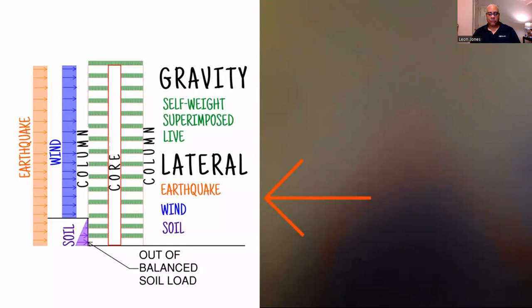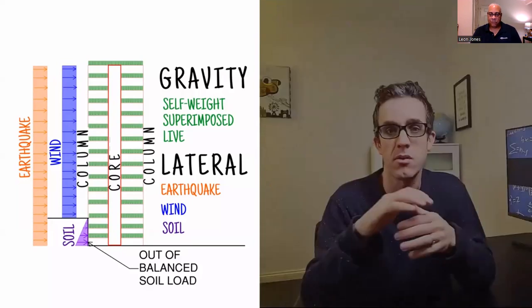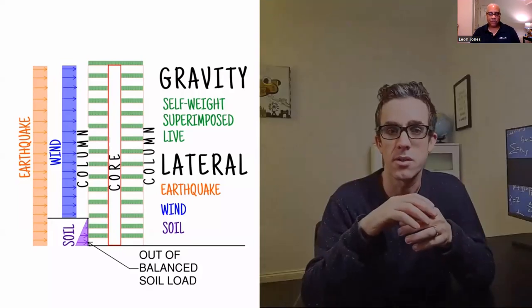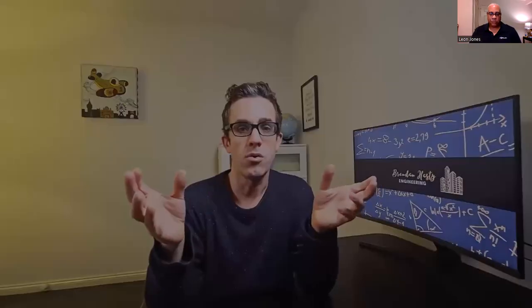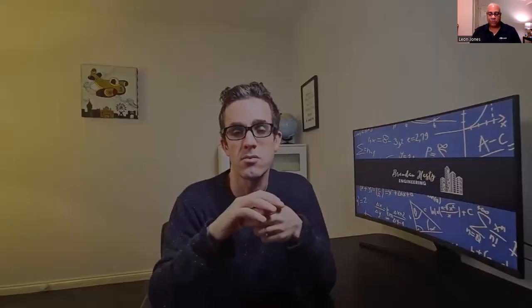Now there are lateral loads that are perpendicular to gravity. These are things like earthquake and wind and even out-of-balance soil loads that cause the structure to move sideways. We have to make sure that we account for all of these forces in our design to ensure the structure is stable.